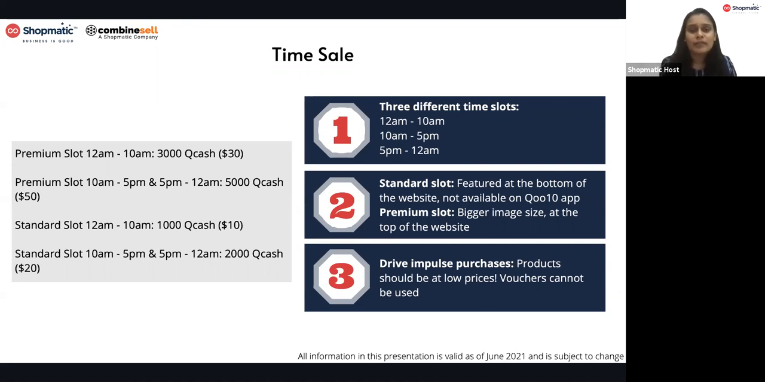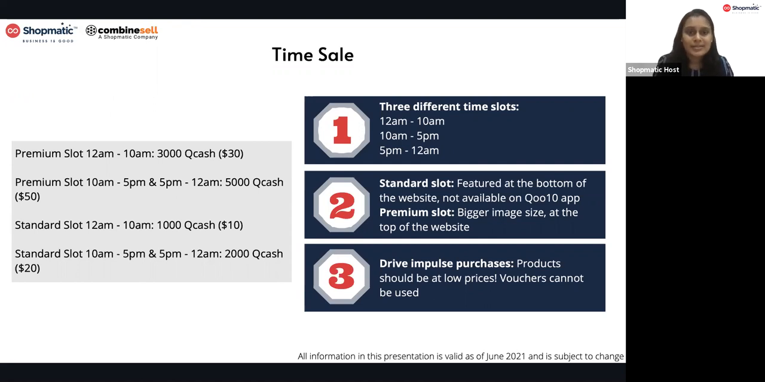So the point of time sale would be to help drive impulse purchases. So you'd want to make sure that your products are a bit discounted, have them at a lower price, and maybe even choose to use products that have really high page views because you know that they're wanted, which would help increase your sales.